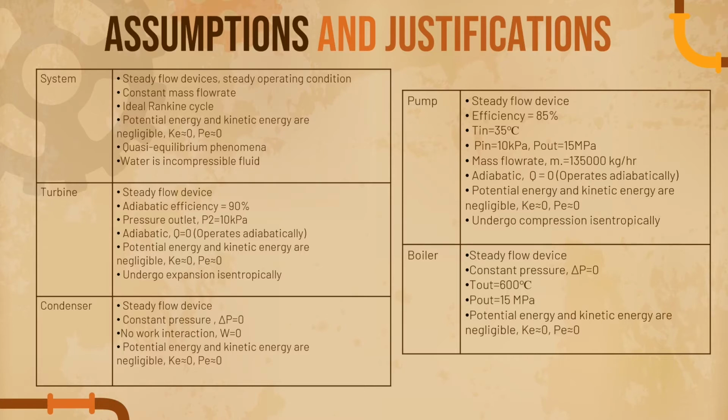The pump, we assume to be a steady flow device with an efficiency of 85%, temperature in of 35 degrees Celsius, pressure in is 10 kilopascal and pressure out is 15 megapascal. The mass flow rate is constant. The value of mass flow rate is 135,000 kilogram per hour. The third component is the turbine. Adiabatic efficiency is assumed to be 90% with the pressure outlet of 10 kilopascal. It is adiabatic and undergoes expansion isentropically.